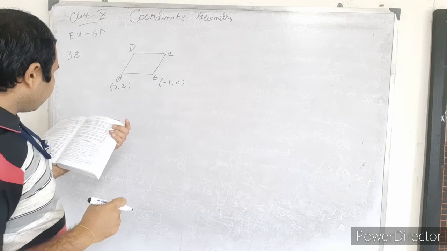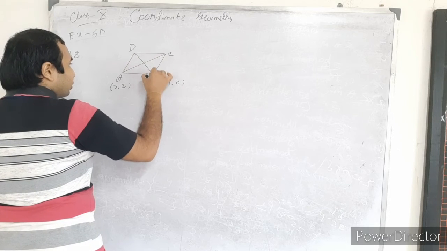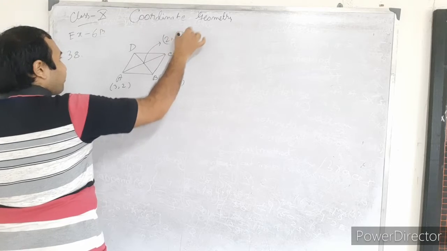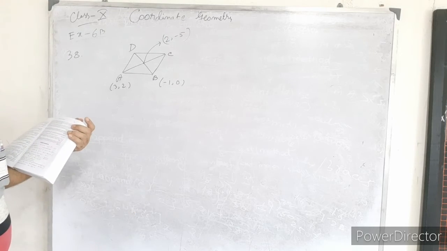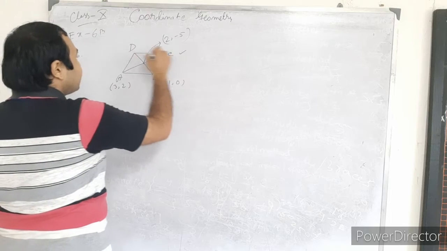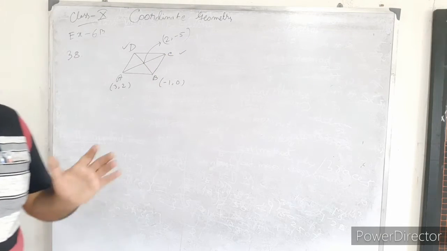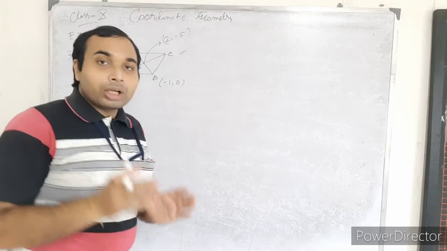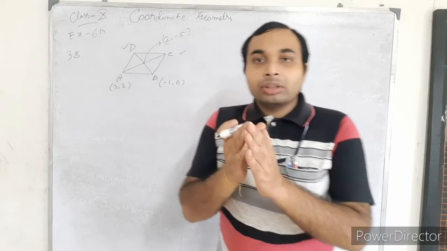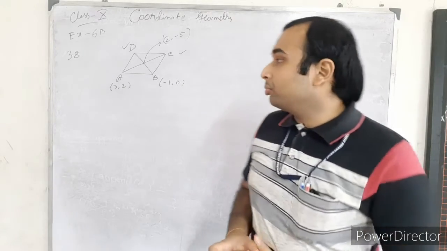And the diagonals intersect at (2, -5). You have to find the coordinates of the other two vertices, that means you have to find C and D. So actually this is a problem of the parallelogram. That means whatever you have learnt about the parallelogram in class 9, the application of those concepts will be there.